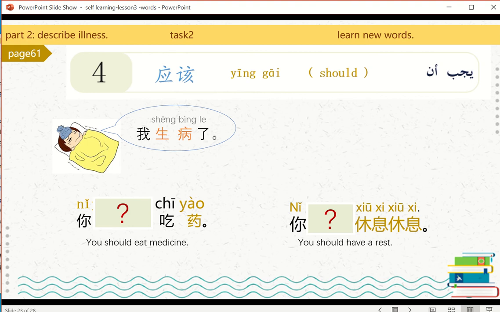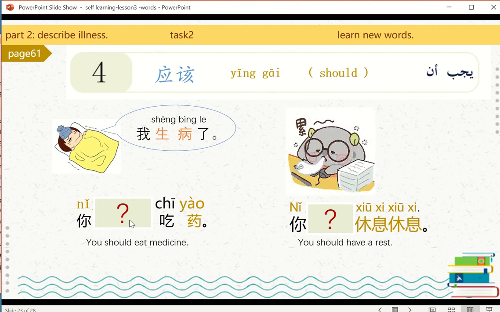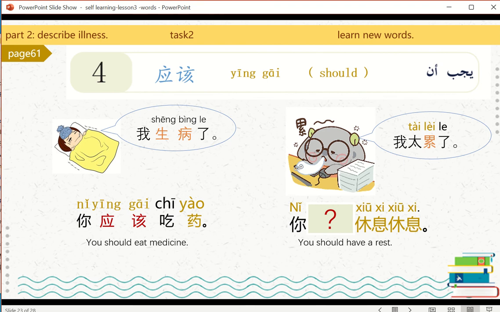我生病了。I'm sick. What suggestion would you give? Here is a sentence. You could say, 你应该吃药。You should eat medicine. 好，这里他说 我太累了。What suggestion can you give?